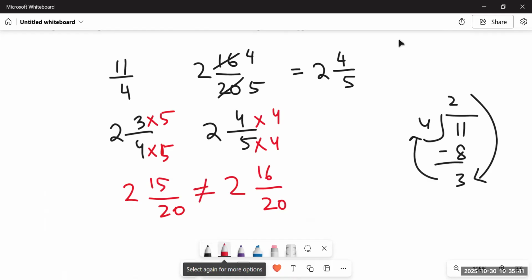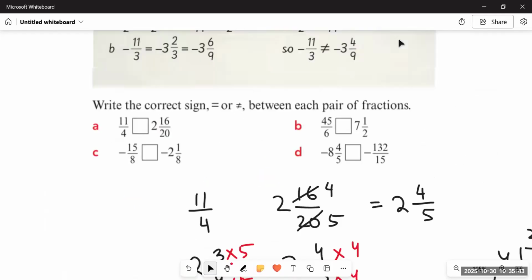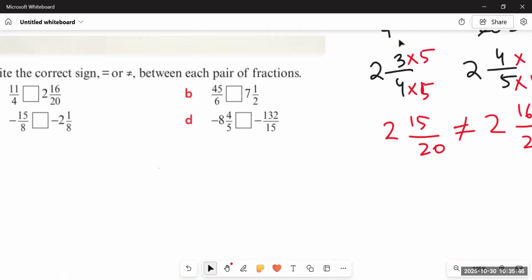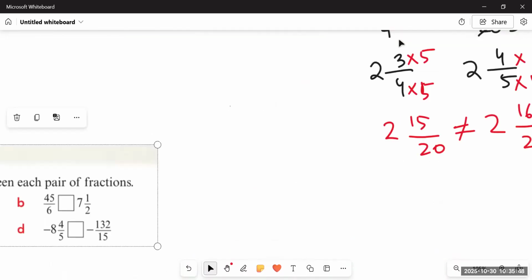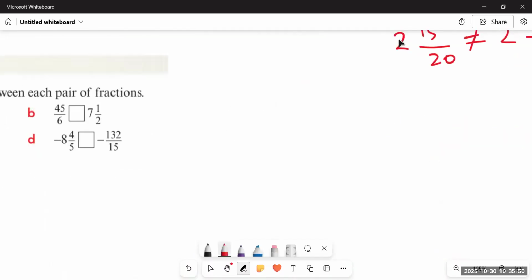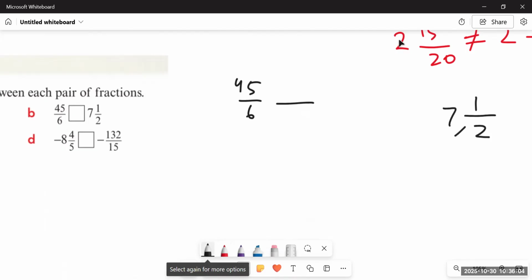And there's one more method. Let's try to figure out what's another method of solving these questions easily. For this, you just have to convert the mixed number into improper fraction instead of converting improper fraction into mixed number. Like if we have 45 over 6, let's keep it as it is. And for 7 whole 1 over 2, we will multiply 2 by 7. It becomes 14. 14 plus 1, 15. Right? So we will have 15 over 2.